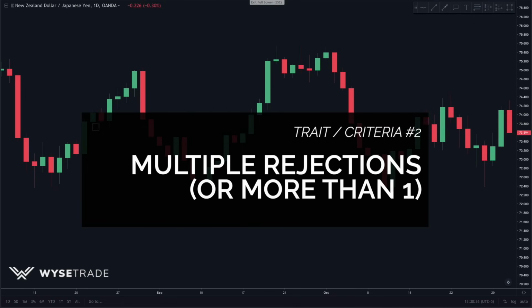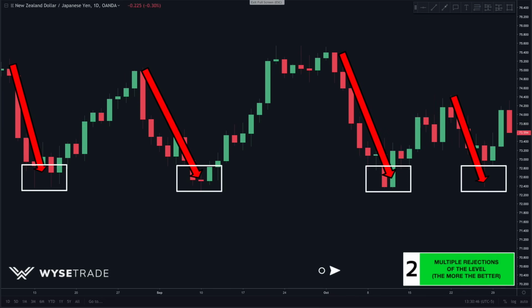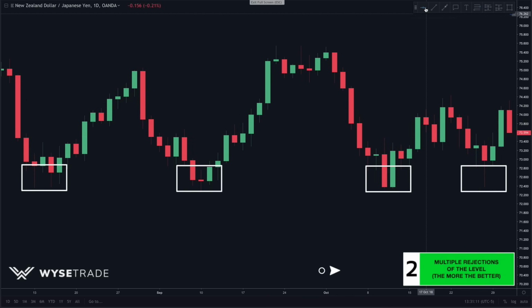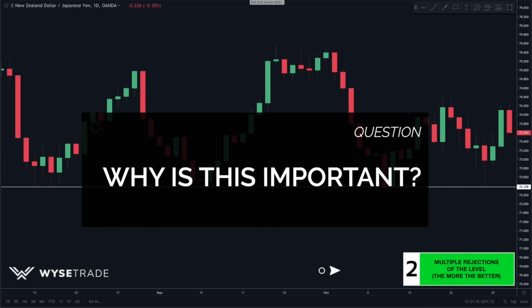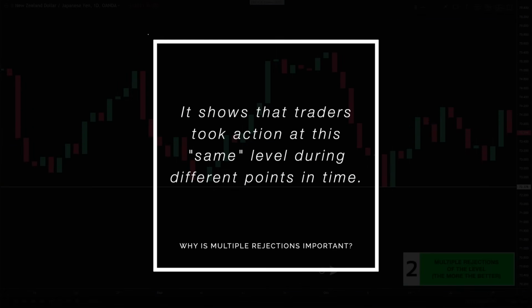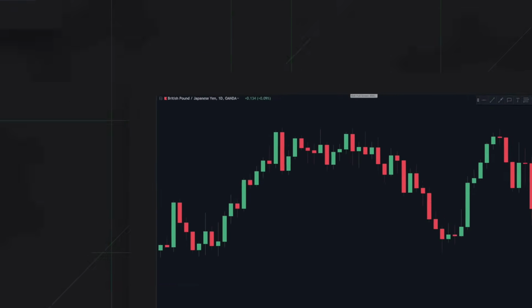Now, trait number 2 that qualifies a level as support or resistance is multiple rejections. And the more rejections, the better. As you can see, price came down to this area on 4 different occasions, and each time it got here, it reversed, giving us 4 rejections and a level of support. So why is this important? Multiple rejections shows that price reacted to this level more than once, meaning traders took action at this level during different points in time. Now to the next criteria we look for.